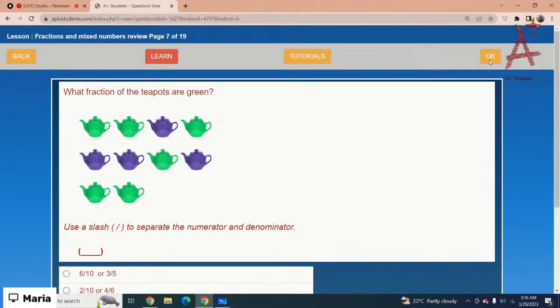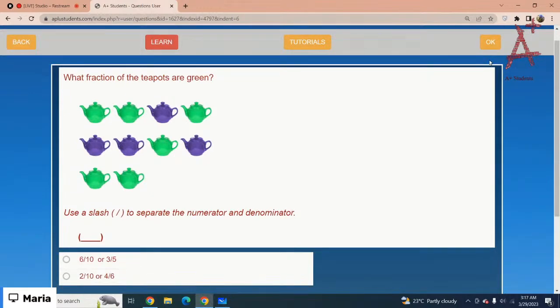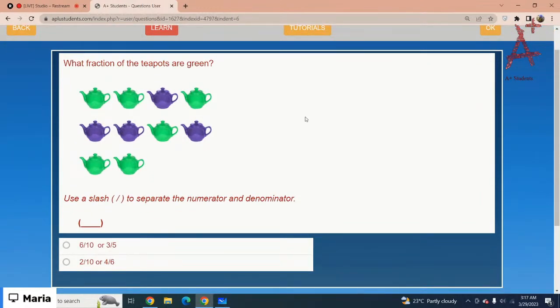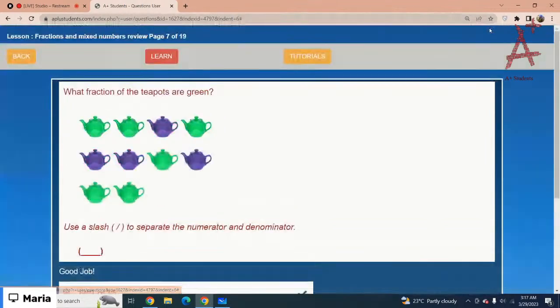What fraction of the teapots are green? Six of them are green, isn't it? Yes, that would be 6 out of 10 or 3 out of 5. Got it? When you convert it into simple form, you can divide them by 2. So it would be either 6 by 10 or 3 over 5. So the correct option is option number 1. Just select the correct option and click on the OK button.